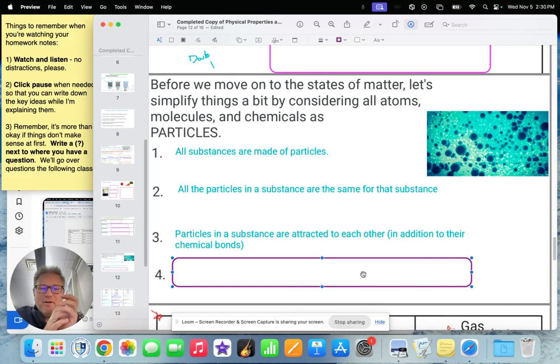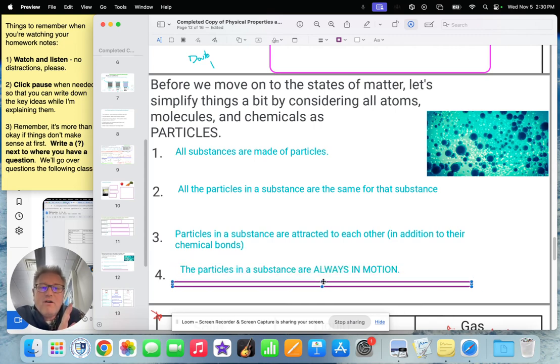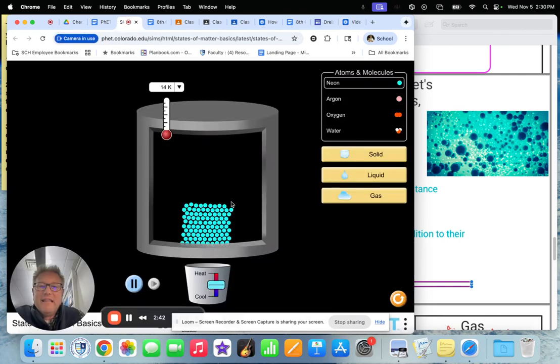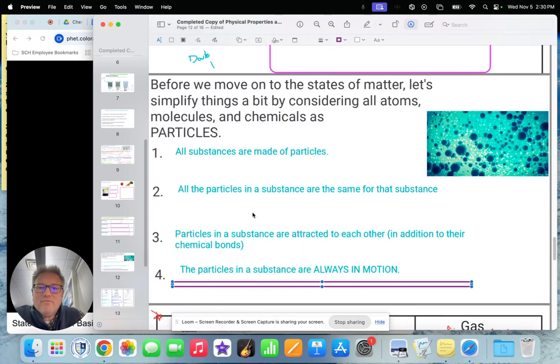And the fourth big idea about particles, and this is a new one, a cool idea, is that those particles, in other words, those atoms, molecules, the chemicals themselves, are always in motion. They're always moving around. In a little bit, we're going to be looking at this lab activity. This represents the particles in a certain type of substance. And notice that though they might not be moving a lot, they're moving around a bit. You can see that they're moving around there. We're going to keep that in mind as we go through. Okay, so keep those 4 ideas.